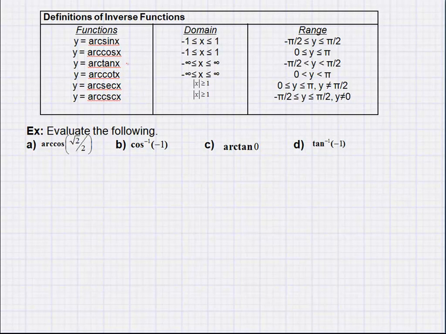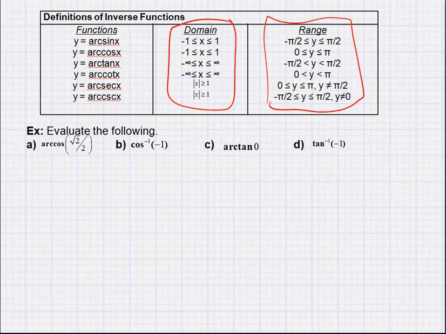You're going to flip the domain and range around, and then you're going to have the domain and range for the arcsine, arccosine, arctangent, arccotangent, arcsecant, and arccosecant. So these are the domain and ranges that you're going to have to familiarize yourself with. Okay? These are the things that I can plug into these inverse functions, and these are the answers that will come out.